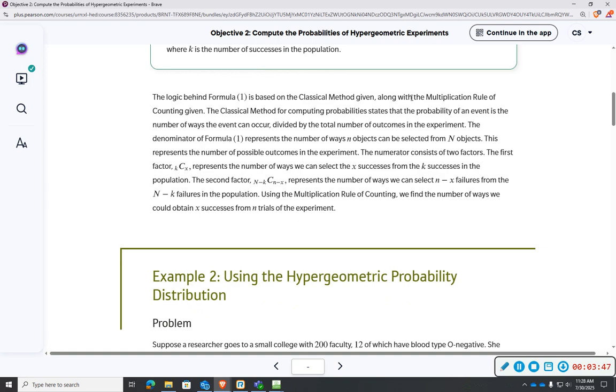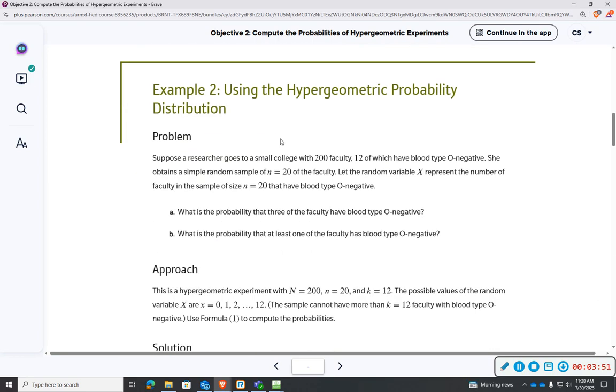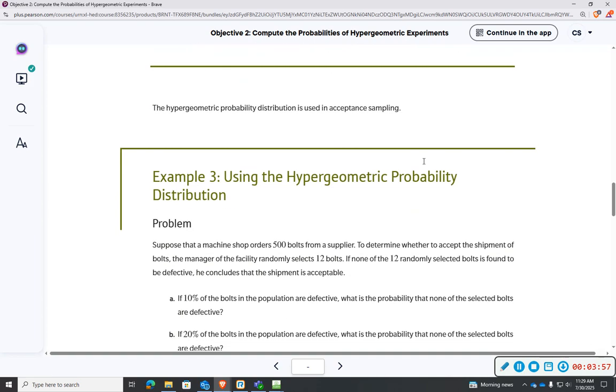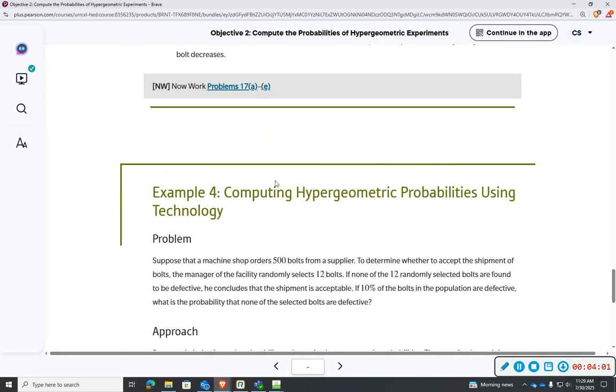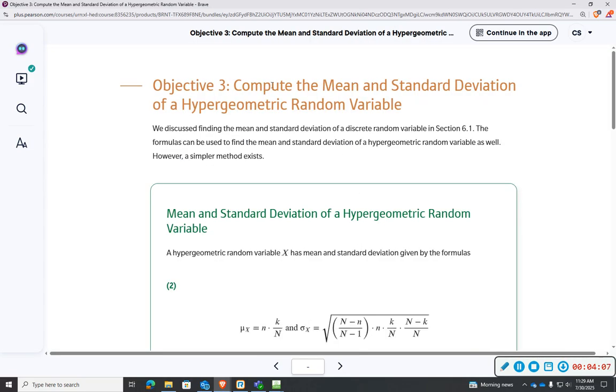And then they kind of explain the logic behind this method. And you have some examples showing how to compute it using the formula. But again, we'll be doing it with StatCrunch. So I have several examples that they're showing you. And then we have objective 3.